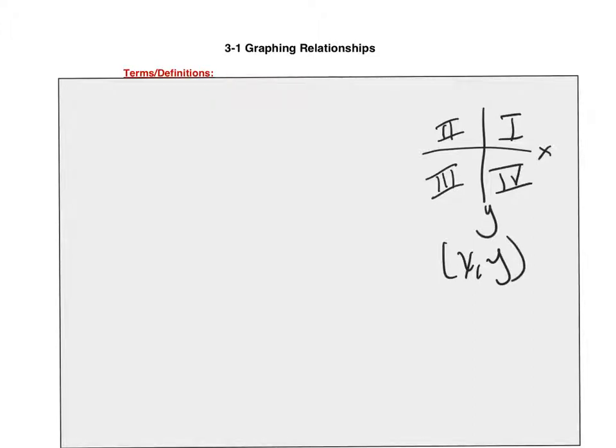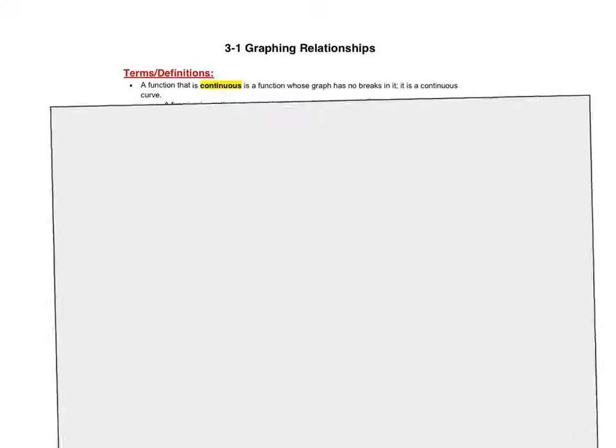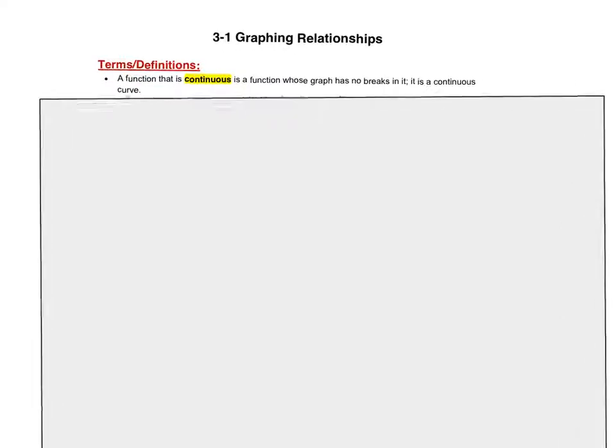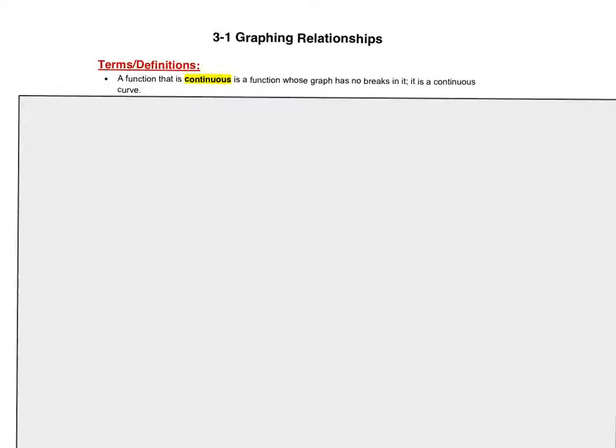Basically what we're talking about with this unit is the relationship between the y and the x that you input into the equation. So let's look at some definitions. A function is a relationship basically, or an equation, where x and y are related to each other.